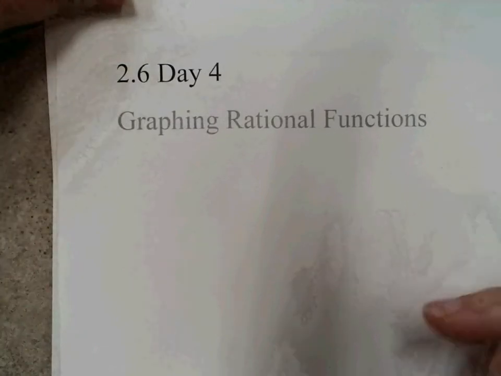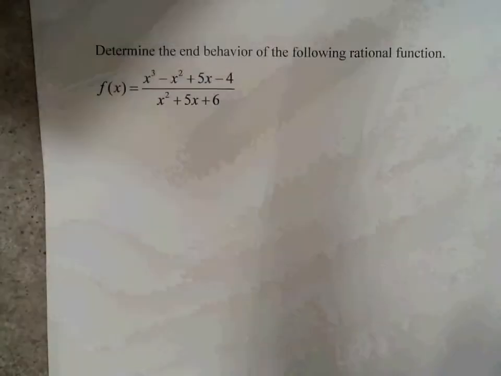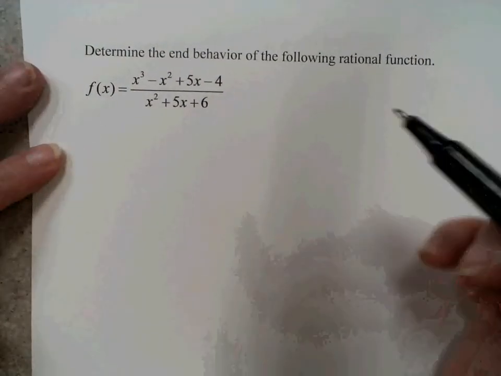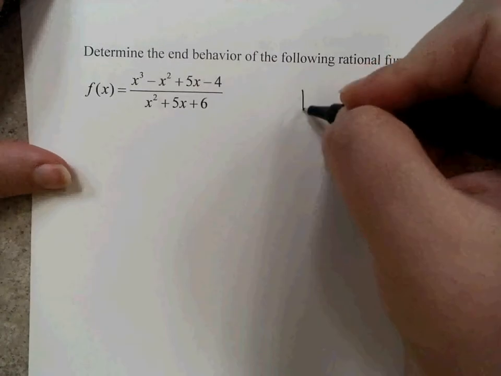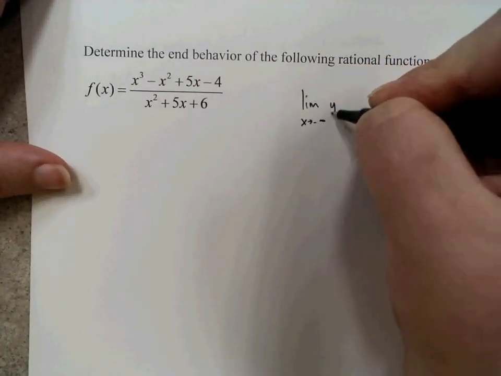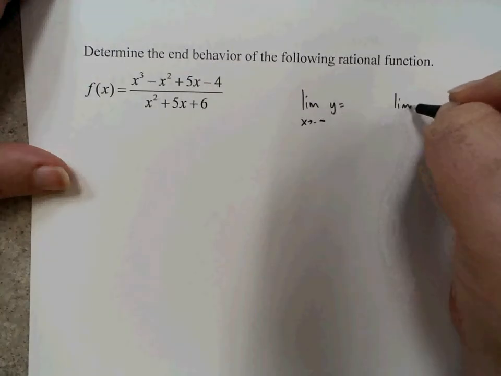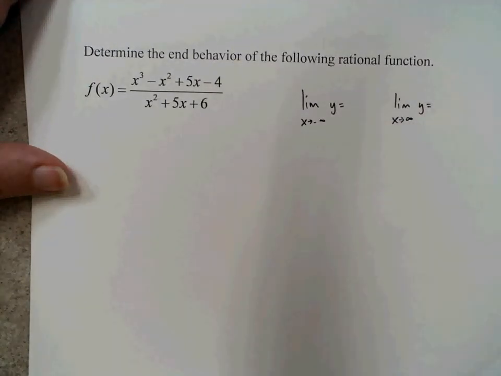So for the last day of graphing rational functions, or exploring them anyway, as well as graphing. First, given a rational function, determine the end behavior. End behavior is the behavior as x goes to the infinities. So as x goes to negative infinity, what is y approaching? And as x goes to positive infinity, what's y approaching?